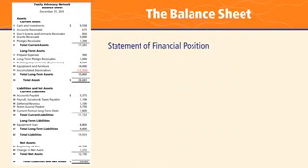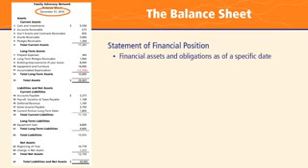In today's session, we're going to use a balance sheet from a fictional nonprofit called the Family Advocacy Network, or FAN. You can see here at FAN's balance sheet that it's highlighting that the financial assets and obligations are noted as of a very specific date and time.